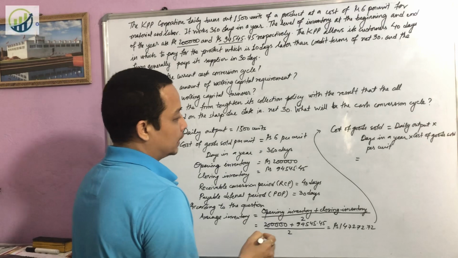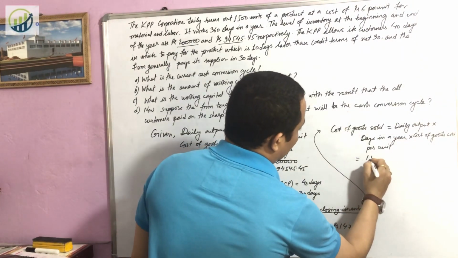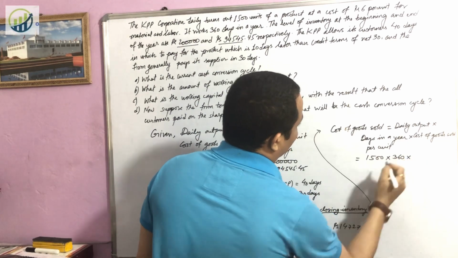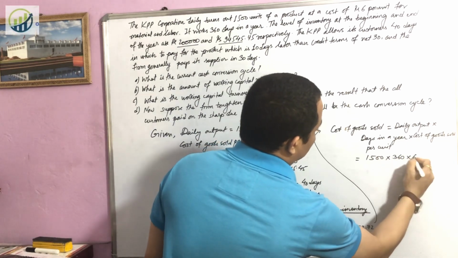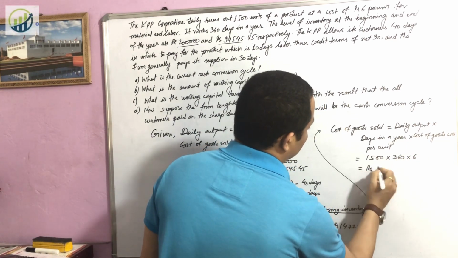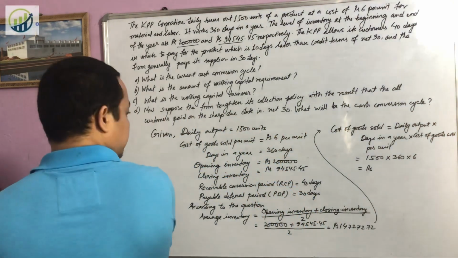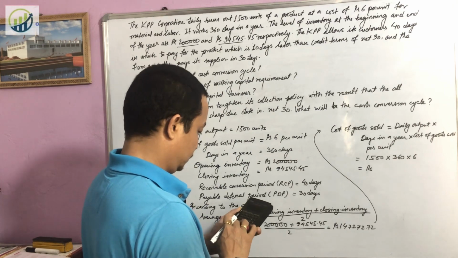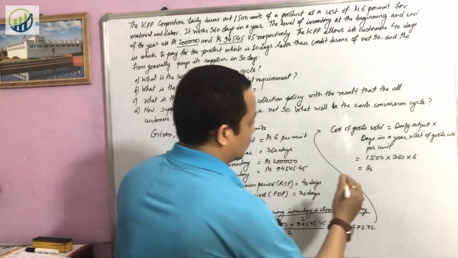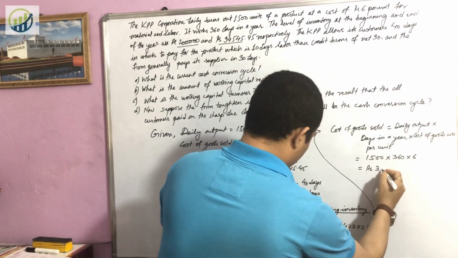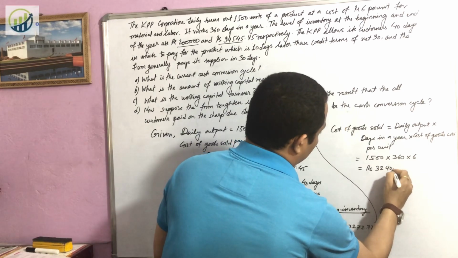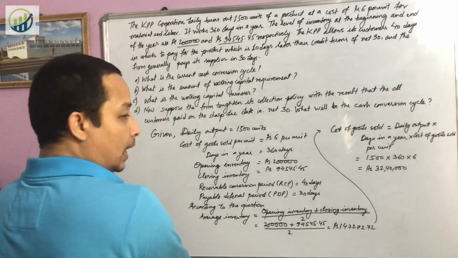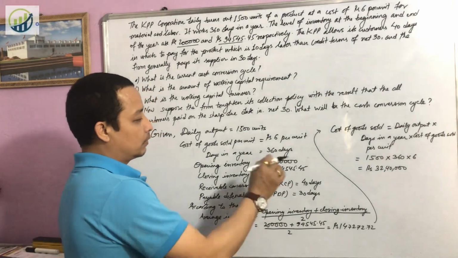Now next you can write here, daily output 1,500, days in a year 360, and cost of goods sold per unit is 6. So that will be your rupees 32,40,000, the annual cost of goods sold. Okay, annual cost of goods sold you have found here.